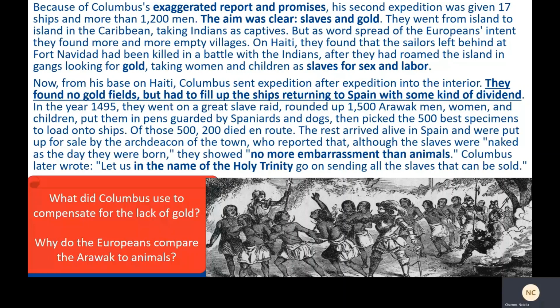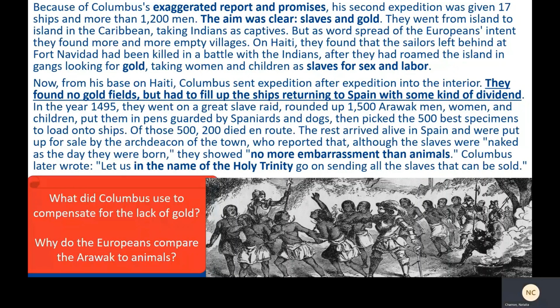On Haiti, they found that the sailors left behind at Fort Navidad had been killed in a battle with the Indians after they had roamed the island in gangs looking for gold, taking women and children as slaves for sex and labor. Now, from his base in Haiti, Columbus sent expedition after expedition to the interior. They found no gold fields, but had to fill up the ships returning to Spain with some kind of dividend.